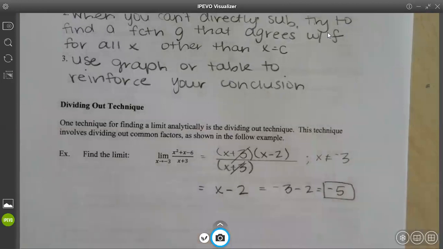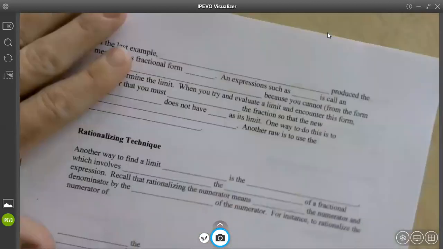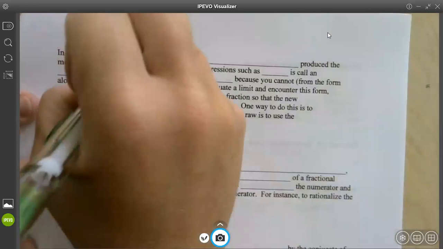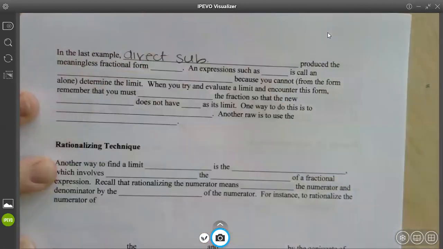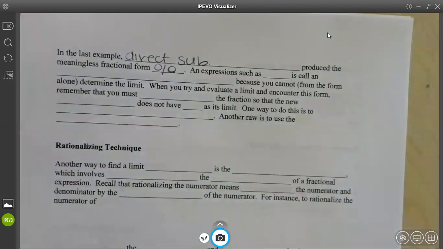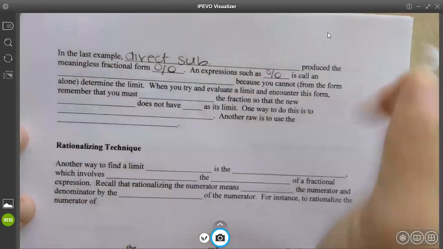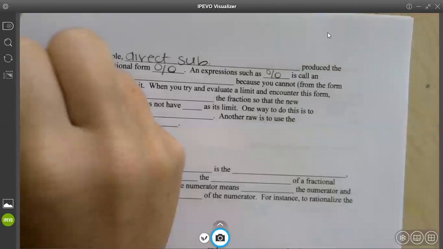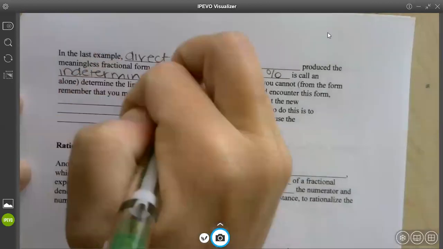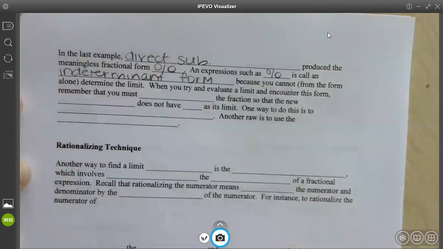And then this next problem is the crappy one. Okay, you'll do this a bit, a couple problems in your homework. In the last example, direct substitution produced the meaningless fractional form 0/0. That's an indeterminate form. So we got 0 on the bottom, we have gotten 0 on the top as well. So an expression such as 0/0 is called an indeterminate form, because you cannot, from the form alone, determine the limit.